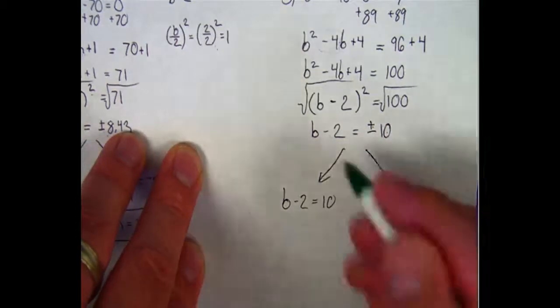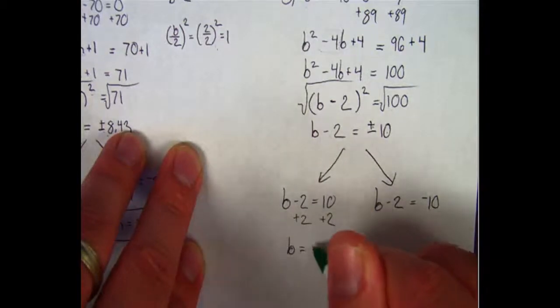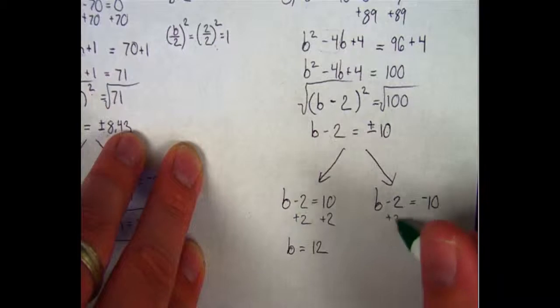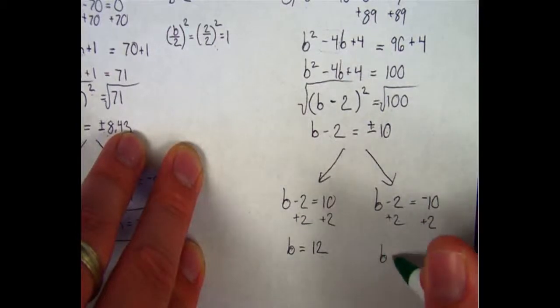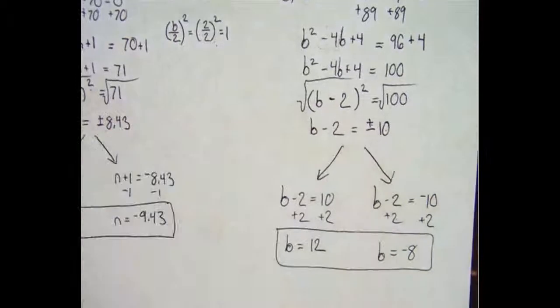And now I can solve both of those equations. It's easy enough. All I have to do is add 2 to both sides, and I find that b could be 12, or b could be negative 8. And those are my two solutions.